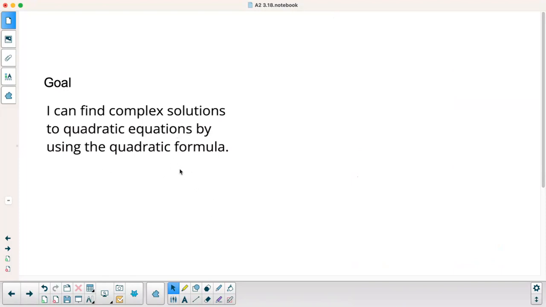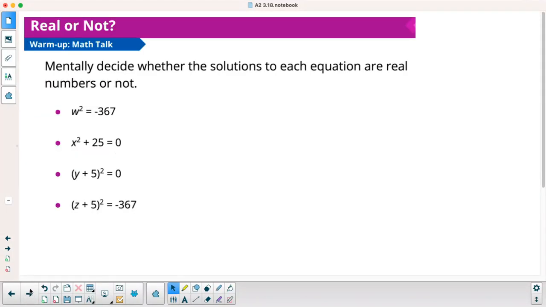So we kind of jumped into this a little bit if you watched my 3.17 video. When we were finding how many real solutions we have, we kind of cheated and used the quadratic formula a little bit. Today we're going to go all the way to finding the actual solutions by using the quadratic formula. So a little bit further.